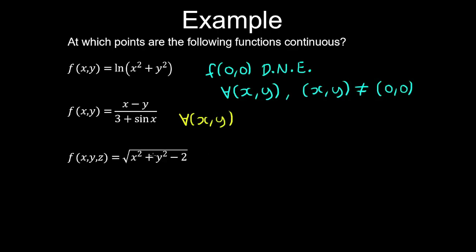And for this third function, this function is continuous provided x squared plus y squared is larger than or equal to 2. So therefore the function is continuous at every point in space where this condition holds. So this means the function is not continuous where these points are in the interior of the cylinder with a radius of √2.